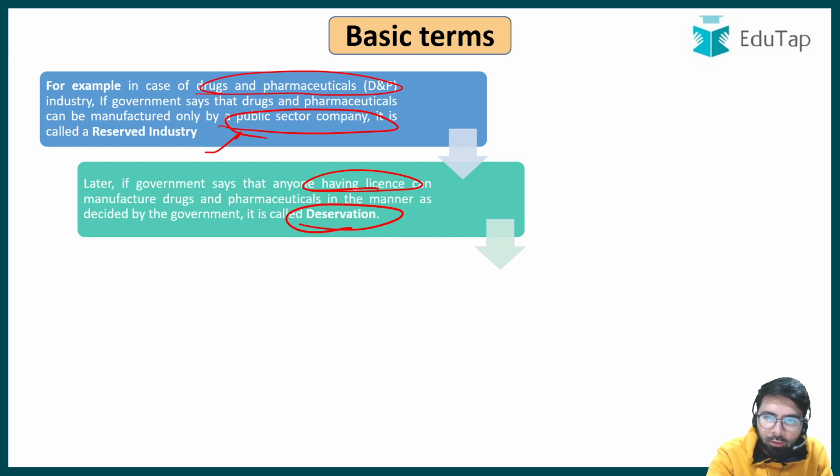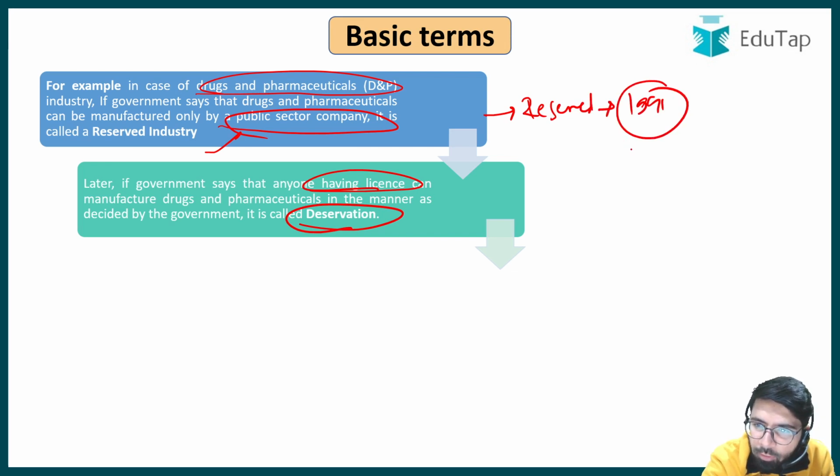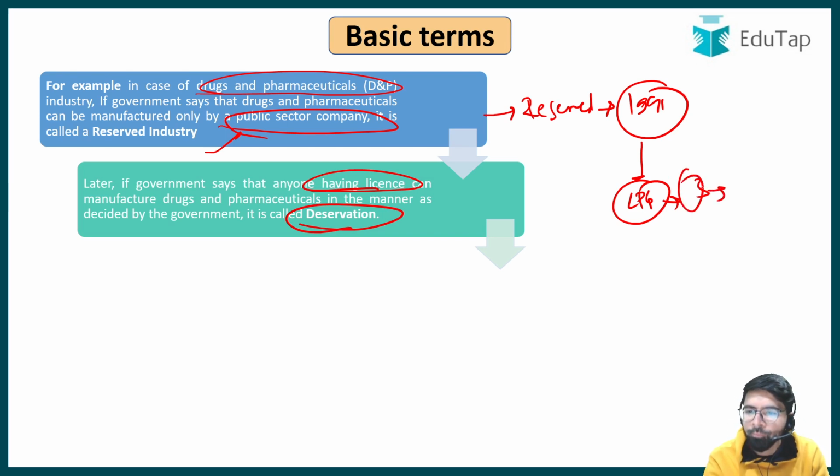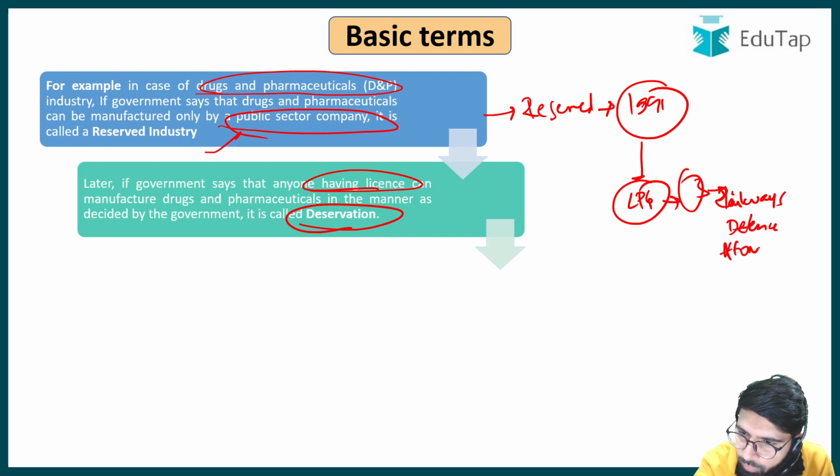So I am just giving you an example that reserved industry was a policy followed till 1991, and post 1991, as a part of the LPG reforms, many of the sectors were de-reserved. That is, only 3 sectors to date are reserved for government manufacturing or government providing services, examples being railways, defense equipment, and atomic power. So only these 3 sectors are reserved completely for the government. Rest of all the sectors have been de-reserved. So that was the motive there.